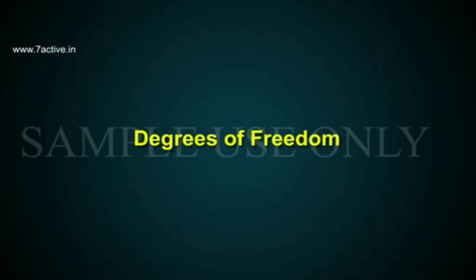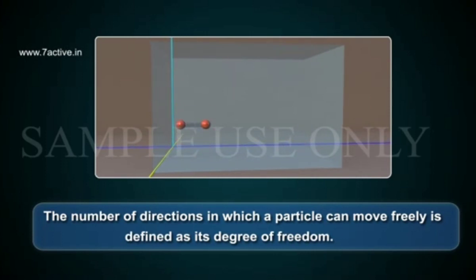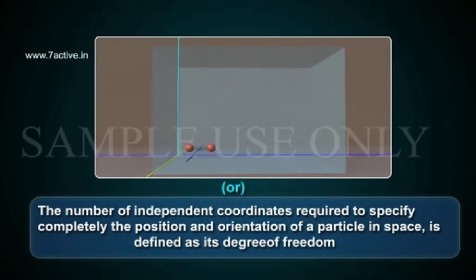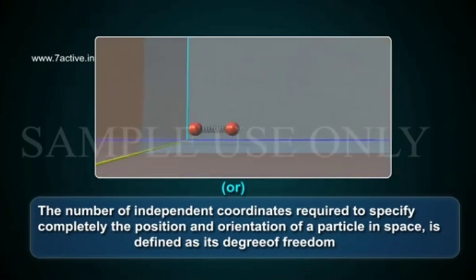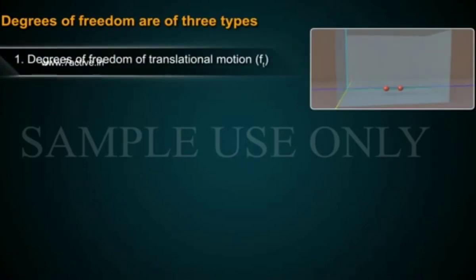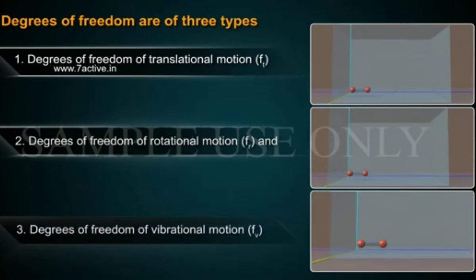We study about degrees of freedom. The number of directions in which a particle can move freely is defined as its degree of freedom, or the number of independent coordinates required to specify completely the position and orientation of a particle in space is defined as its degree of freedom. Degrees of freedom are of three types. They are: 1. Degrees of freedom of translational motion, Ft. 2. Degrees of freedom of rotational motion, Fr. 3. Degrees of freedom of vibration motion, Fv.